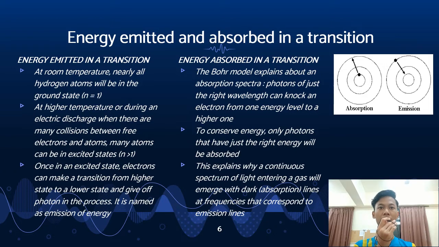Secondly, when energy is absorbed in a transition, the Bohr model illustrates how photons of just the appropriate wavelength can knock an electron from one energy level to a higher one. Only a photon with the correct energy will be absorbed, in order to conserve energy. This explains why a continuous spectrum of light entering a gas will have dark absorption lines at frequencies corresponding to emission lines.